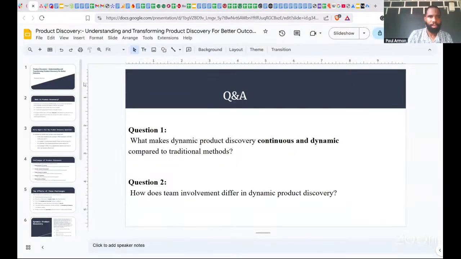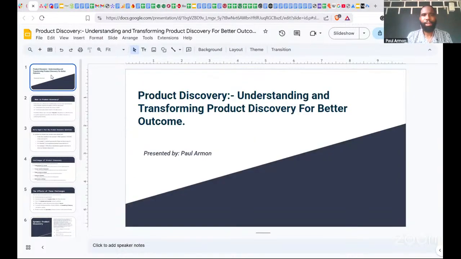Today we're going to be discussing product discovery: understanding and transforming product discovery for better outcomes. I'm not really going to go very deep into this, just give everybody a brief understanding of what product discovery is.